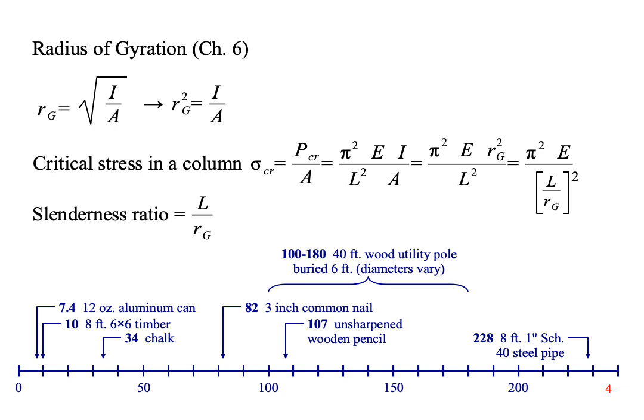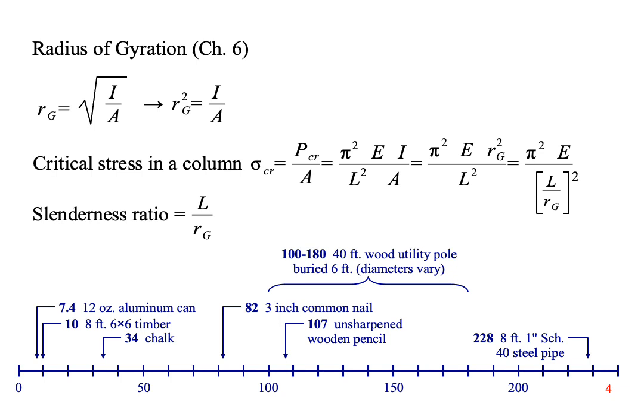Substitute the formula for critical load, and we can find the critical stress is pi squared times E divided by (L over R sub G) squared. The ratio of L over R sub G is called the slenderness ratio.